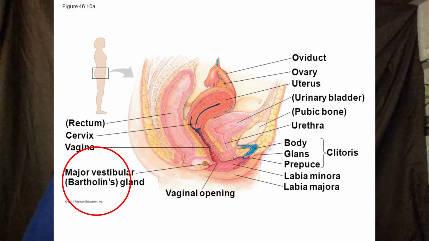A vestibule is a chamber-like area formed by the two pairs of skin folds covering the vaginal orifice and urethral opening. The major vestibular gland, also known as the Bartholin gland, is a small gland that is located near the vaginal opening.